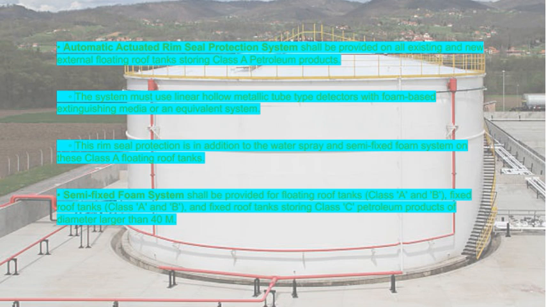Overall, these systems are critical components of our safety strategy, ensuring that we have multiple layers of protection tailored to different tank types and storage conditions. It's about safeguarding our assets, our people, and the environment by implementing proven, reliable fire prevention and control measures.